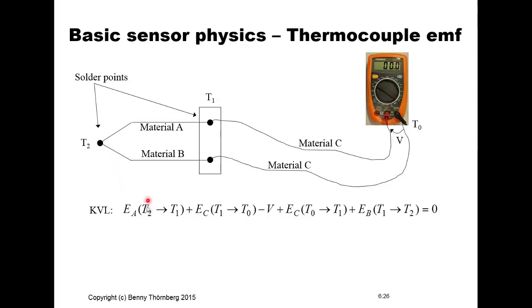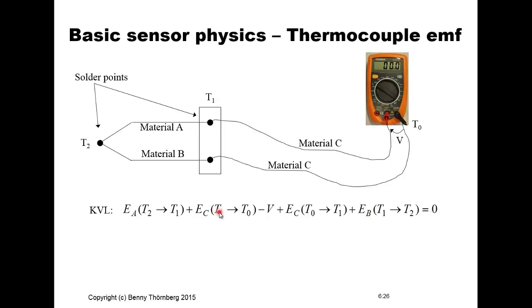So we start here from T2 to T1, which is the voltage generated over material A, and then continue with material C from temperature T1 to T0, minus the voltage that we read over the meter, plus the voltage generated again over material C, but on the second wire from T0 to T1, plus the voltage generated over material B from temperature T1 to T2. And the sum of all of these potential differences should be equal to 0.